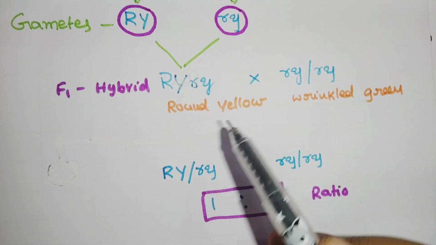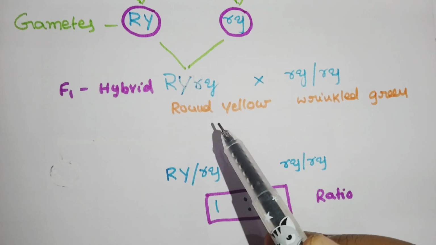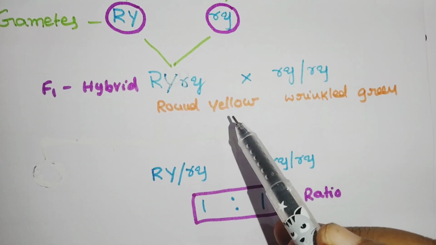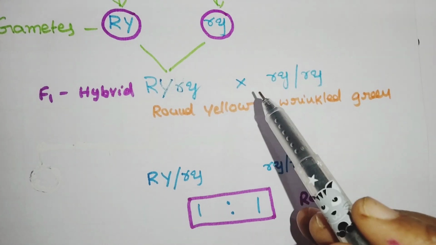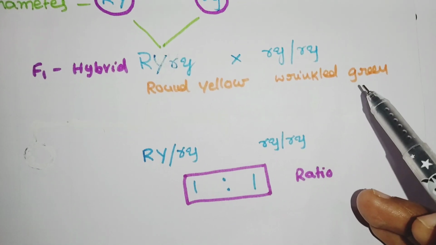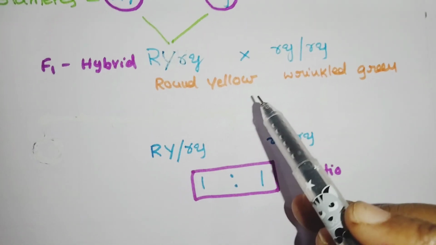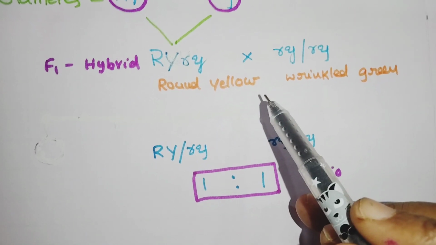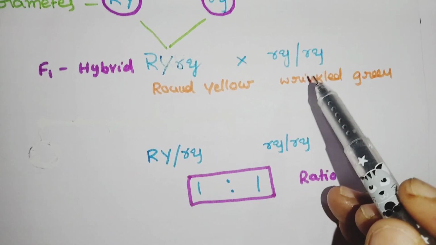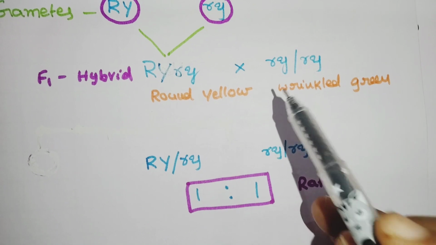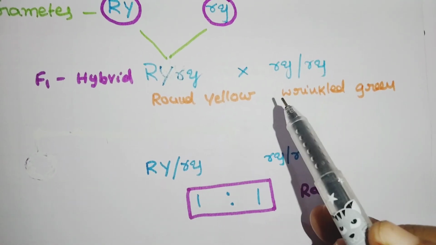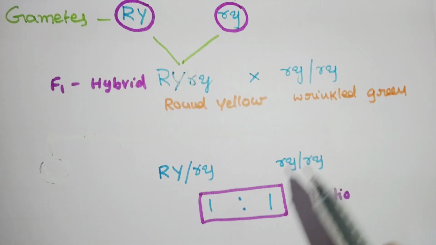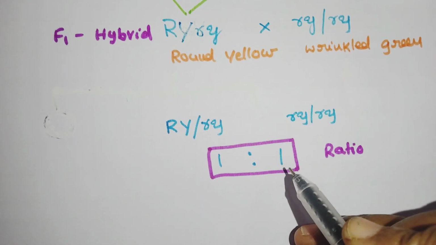When they fuse together, as you know, a dominant individual will be obtained in the F1. The F1 hybrid is a dominant individual, that is round yellow. When we cross this to a wrinkled green plant, in the case of independent assortment we should get 4 phenotypes, but here the phenomenon of linkage is observed. That's why here we are going to get a 1:1 ratio.